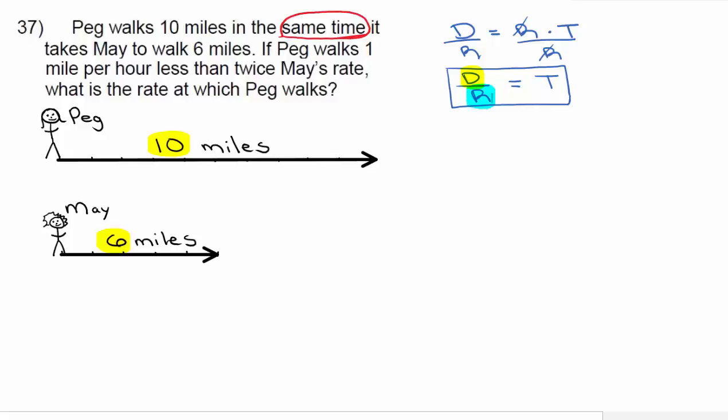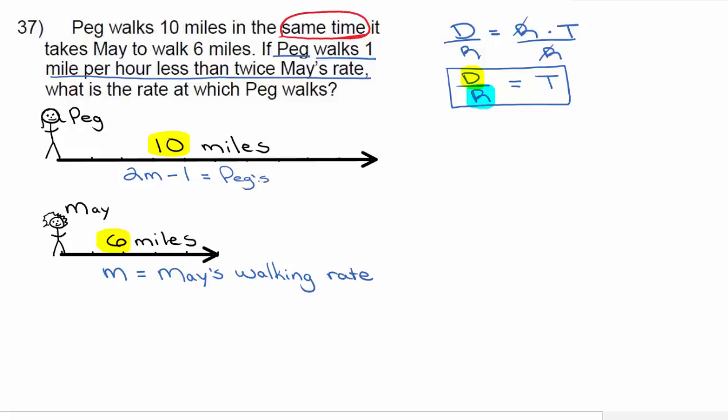We need a rate in order to be able to do this problem. We were given some information about rates. So let's go back here to the word problem and let's try to figure out a way we can rewrite the rate for each one of these. It says here, if Peg walks 1 mile per hour less than twice May's rate. Alright, since it's comparing Peg to May, I'm going to write May's rate as X. Or actually, let me use the letter m, because since May starts with the letter M, it might be better to use an m to represent May's walking rate. I'm going to use the expression from the 1 mile per hour less than twice May's rate, which is 2m minus 1, which is going to equal Peg's walking rate.